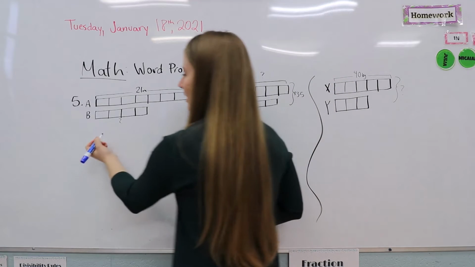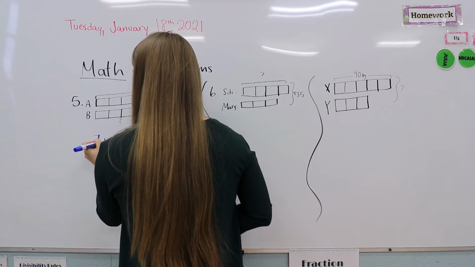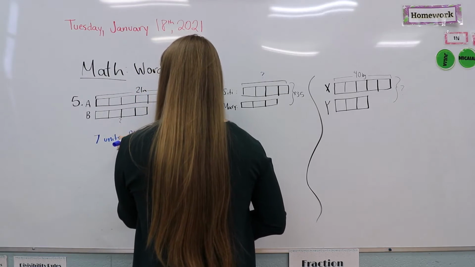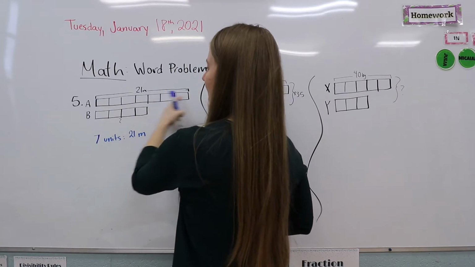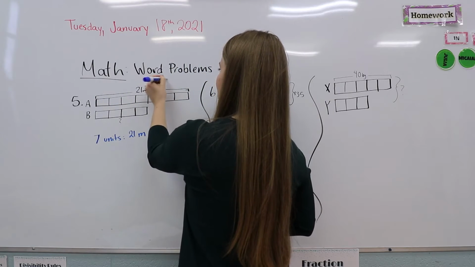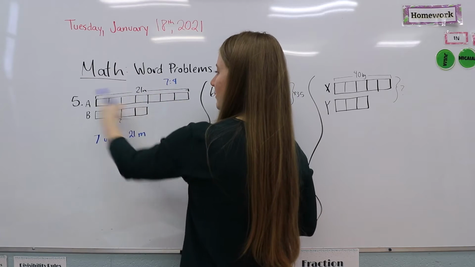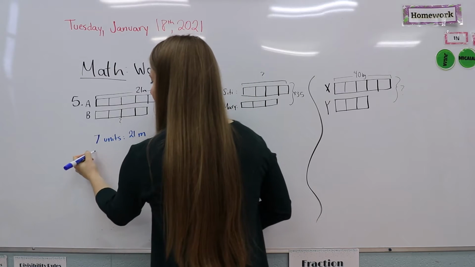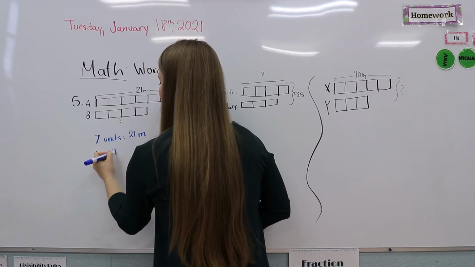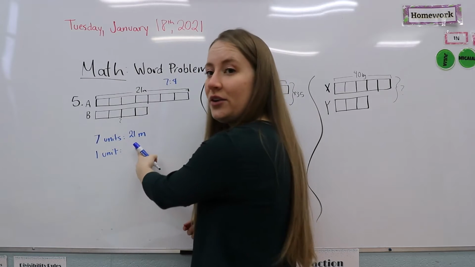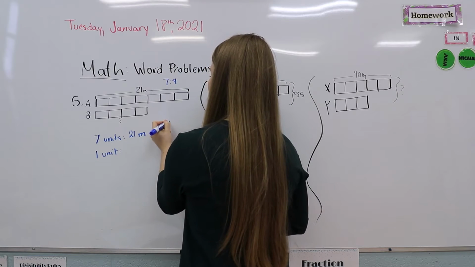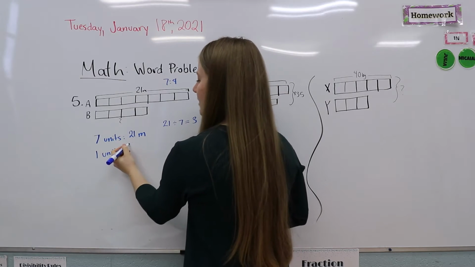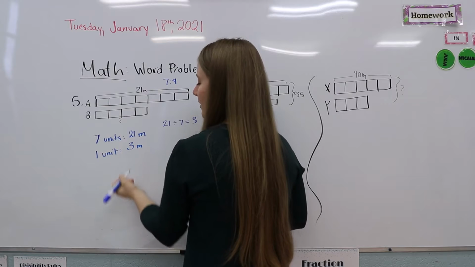Okay? So we're going to start, and the textbook tells us this. 7 units is 21 meters. And we know this because A, with the ratio of 7:4, is 21 meters, because this is a 7 and this is a 4, obviously. Okay, which means that 1 unit we have to find. So in order to find 1 unit, we're going to divide 21 by 7, which equals 3. So now we know that 1 unit equals 3 meters.